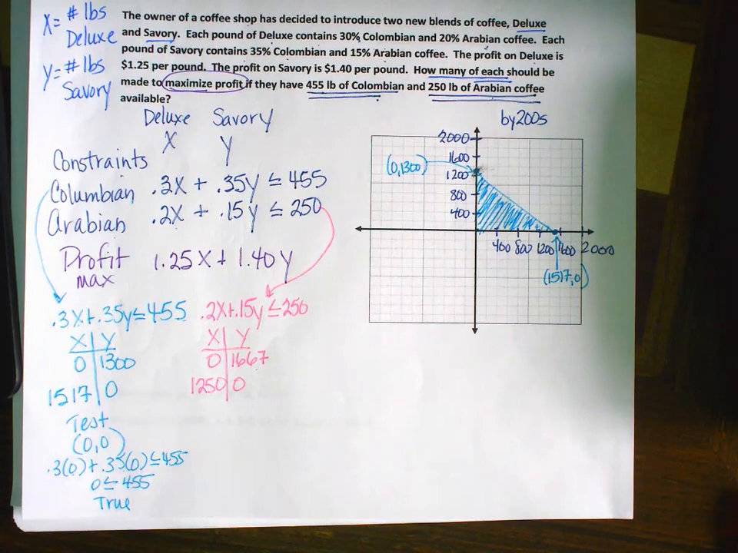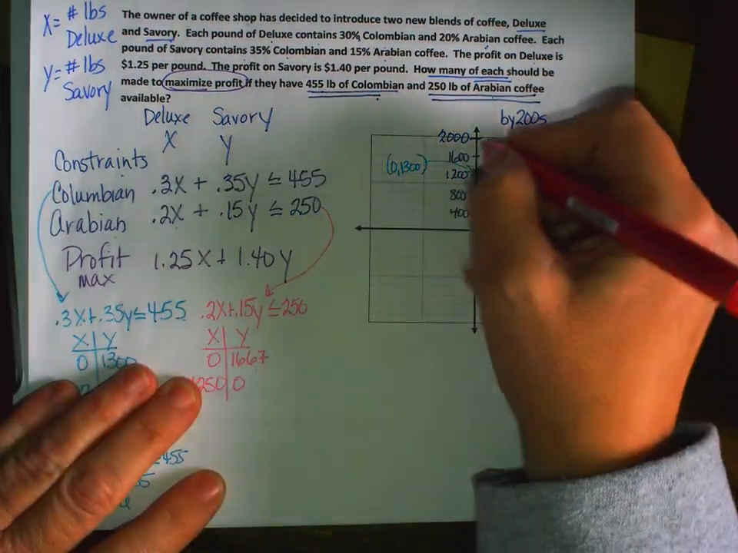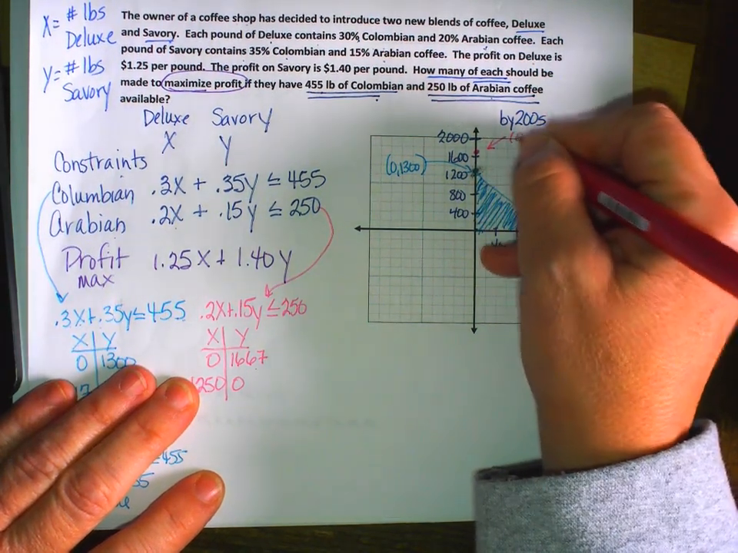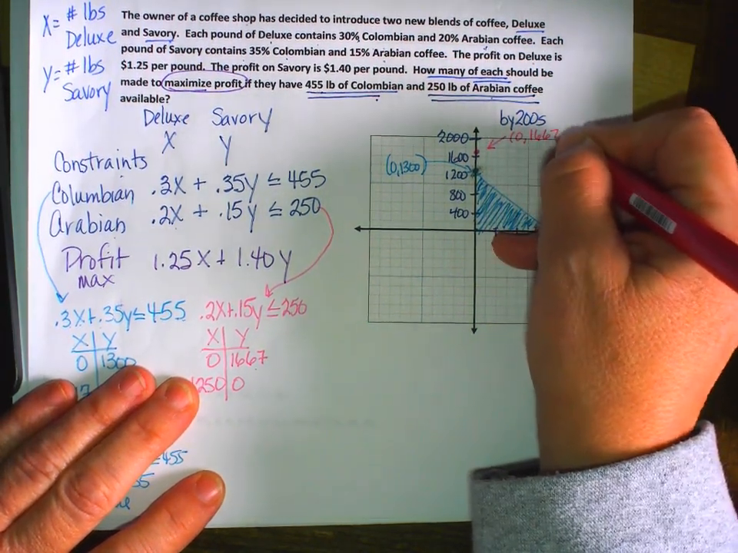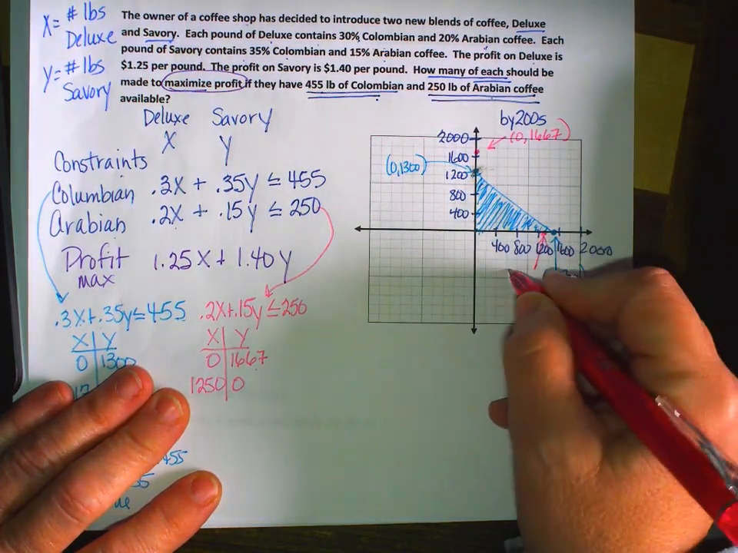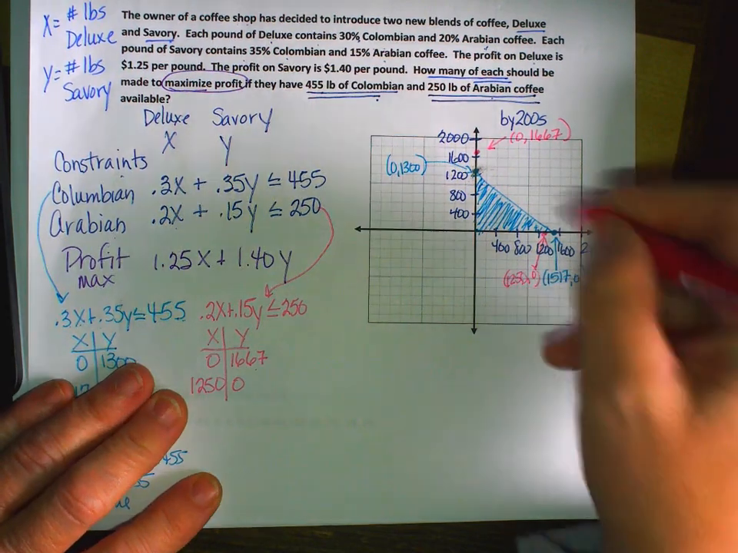Okay, I'm going to do the same thing for this one. I'm going to plot my points. I have 0 and 1667. So this is 0, 1667. And I have 1250, comma 0. And I'm going to connect those 2 points.